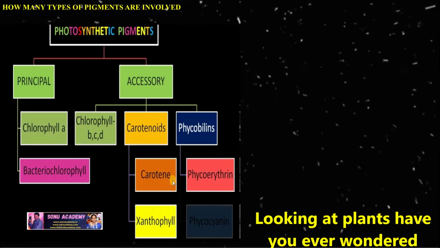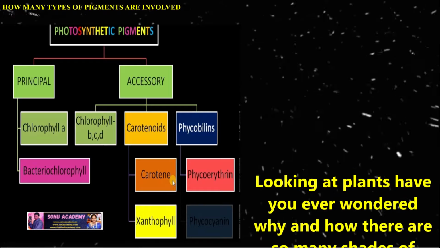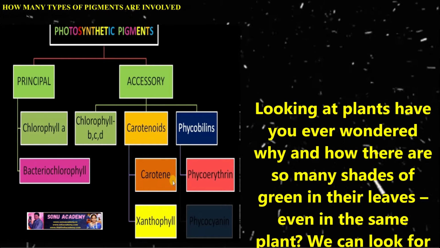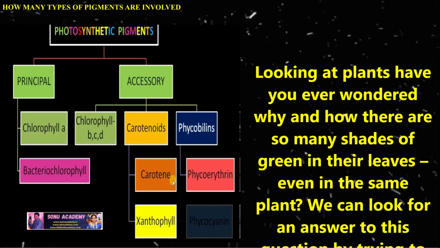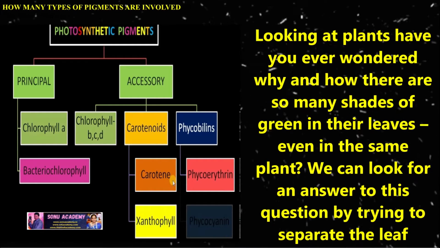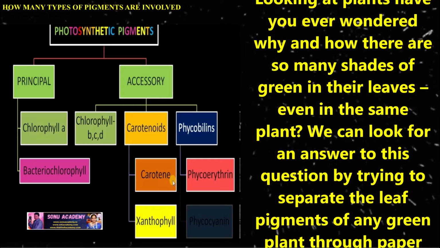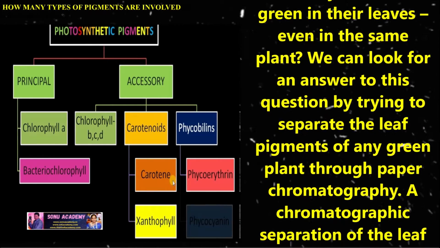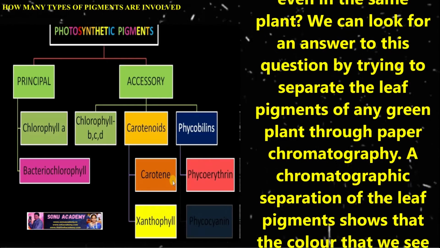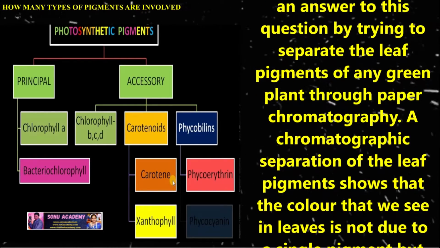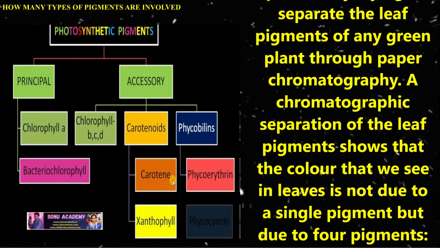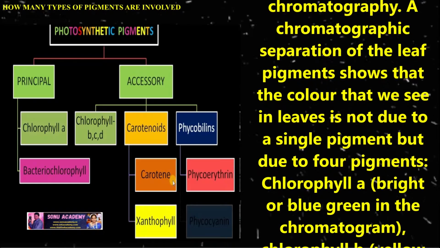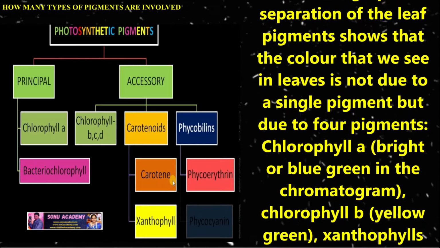Children, now let us discuss how many types of pigments are involved in photosynthesis. Looking at a plant, have you ever wondered why and how there are so many shades of green in the leaves? Even in the same plant, we can look for an answer to this question by trying to separate the leaf pigments of any green plant through paper chromatography. A chromatographic separation of leaf pigments shows that the color that we see in the leaf is not due to a single pigment but due to four pigments.